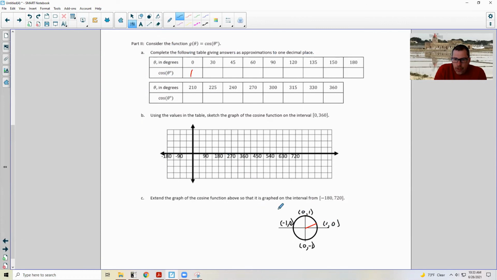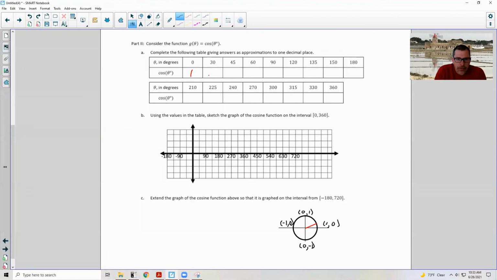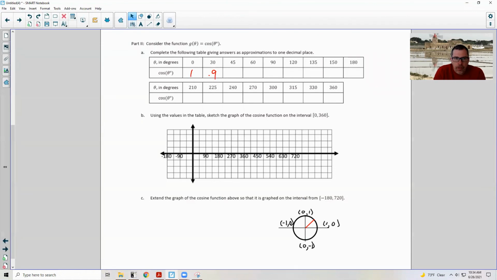Okay. Cosine of 30 degrees is going to be not the half, but the root 3 over 2. And I will go to my calculator again. Square root of 3 over 2 is 0.86 or 0.9. 45 degrees is root 2 over 2, right? It's halfway. So if I move this up over to here, it's equivalent to the y value at that location. It's (root 2 over 2, root 2 over 2), and root 2 over 2 is 0.7. 60 degrees would move this to here, and that would be not the root 3 over 2, but the half. So that's 0.5.